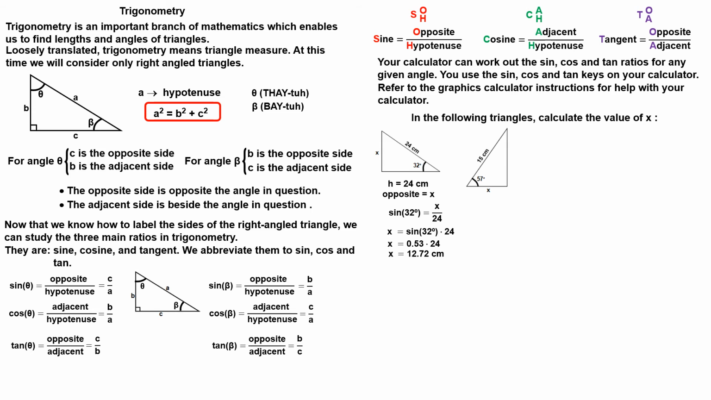In this triangle, the hypotenuse is 15 centimeters. Adjacent side is x. Now we choose the correct trigonometric ratio, which can be used to set up an equation. Cosine is adjacent over hypotenuse. Make x the subject and solve to find the x value.